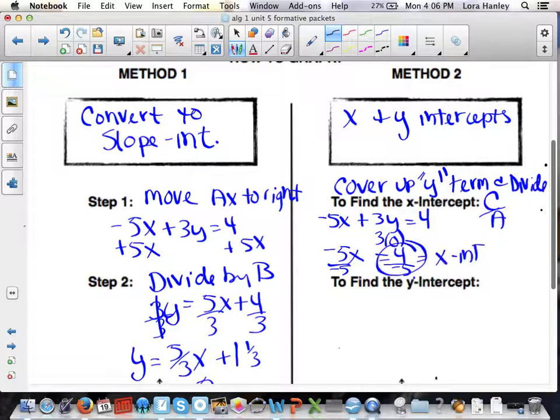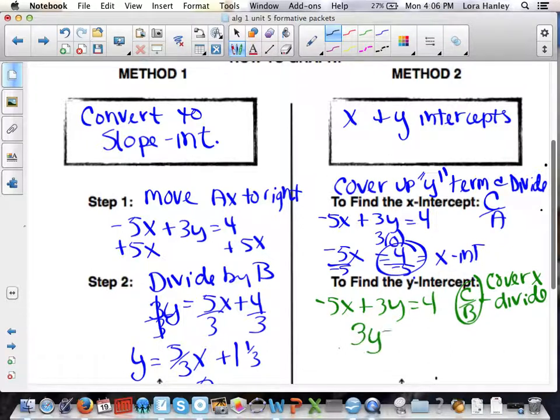Same idea with your y-intercept. We have negative 5x plus 3y is equal to 4. We want to cover up our x and divide. Your y-intercept, of course, is also c over b. So if the x term is gone because we replaced it with 0, we end up with 3y is equal to 4. And by dividing, we get an answer of 4/3.